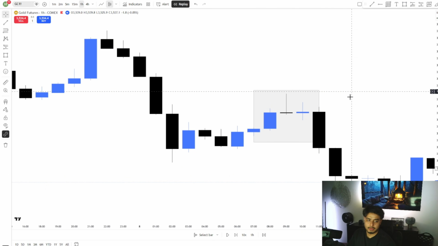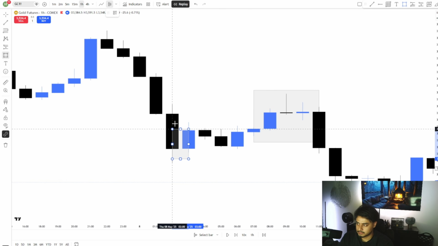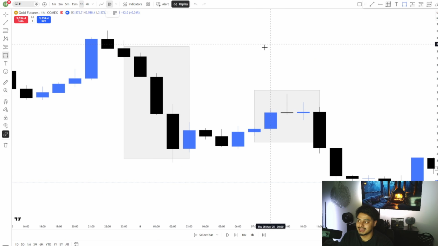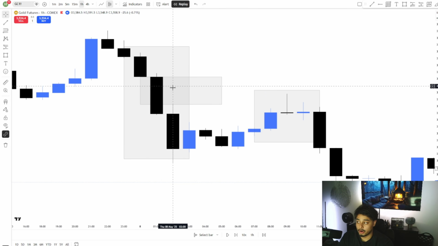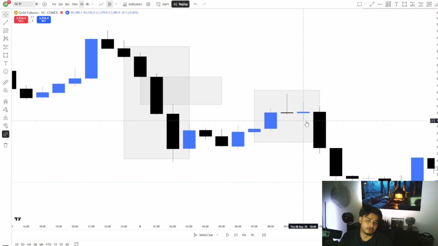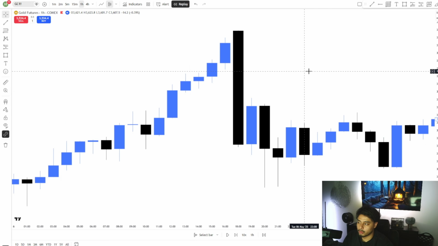Blue, black, blue. For the ones that said it isn't, correct. This is not a fair value gap. The reason why is because look at the difference between this and this right over here. I can easily place a box in the middle right here. The wicks are not overlapping, and over here it just looks weird. Okay, and let's do 2 more.